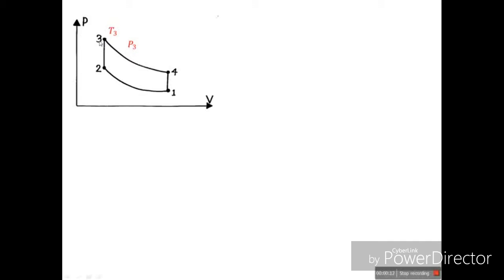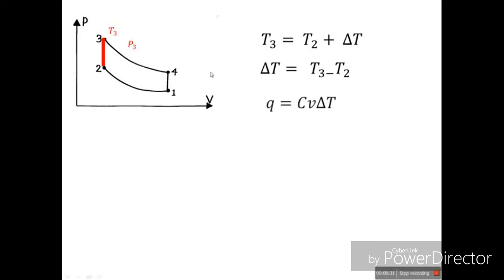Now, we're going to find the temperature and pressure at point 3. To solve the temperature at point 3, the equation we're going to use is T3 equals T2 plus delta T, from the equation delta T equals T3 minus T2. Since it is shown in the graph that the process at point 2 to 3 has heat addition at constant volume, we're also going to use the equation Q equals Cv delta T and substitute delta T to Q over Cv.